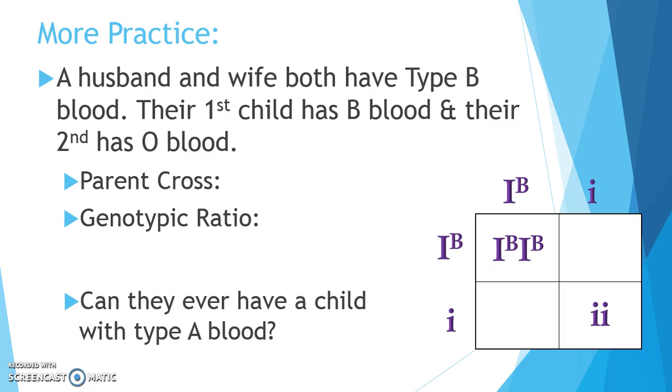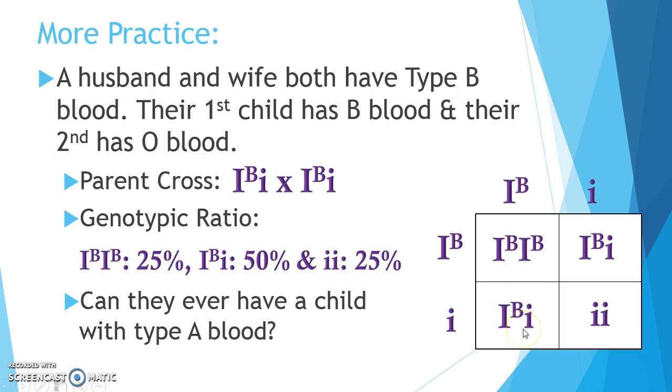Now you're not done with the Punnett square. You can't leave it blank like that, so you have to fill out the rest. And so in this top right box would be heterozygous B, and the bottom left box would also be heterozygous B. So when it asks me what my parent cross is, I'm going to have heterozygous B times heterozygous B. And when it asks me my genotypic ratio, I look at my first box. I'm homozygous dominant, 25%, heterozygous, 50%, and homozygous recessive, 25%.